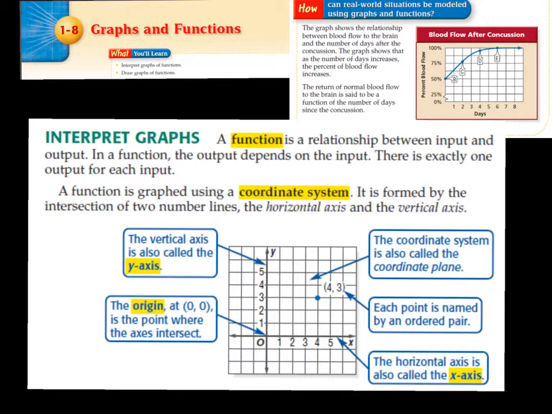The vertical axis can also be called the y-axis, that's how we label it. The x-axis is the horizontal axis, and where they meet is (0, 0), the beginning or the origin. The coordinate system is also called the coordinate plane, and each point is named by an ordered pair, which starts with a parenthesis, the x part of the coordinate, comma, y part of the coordinate, and ends with a parenthesis.